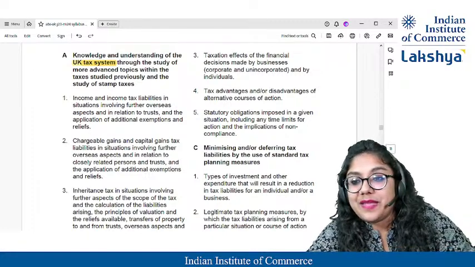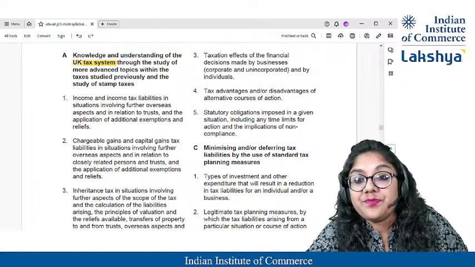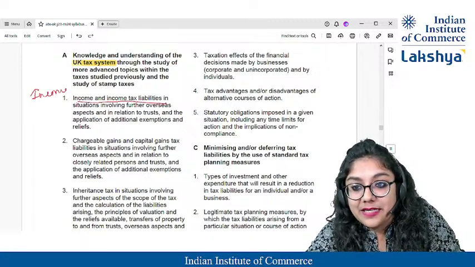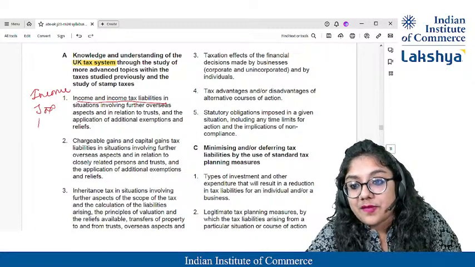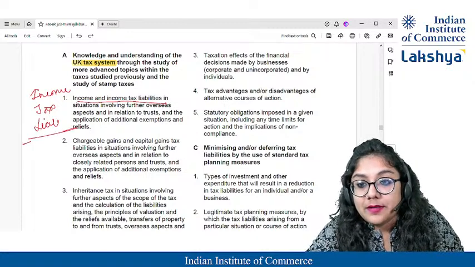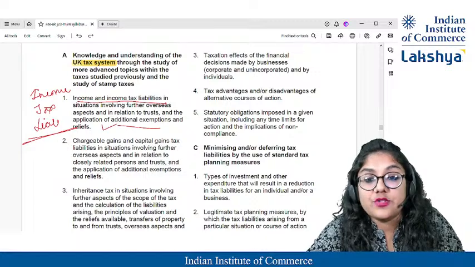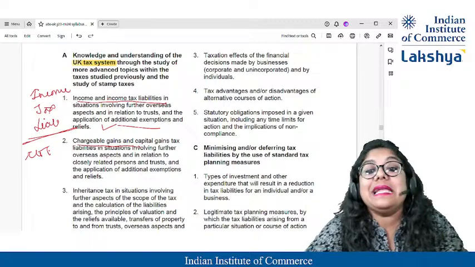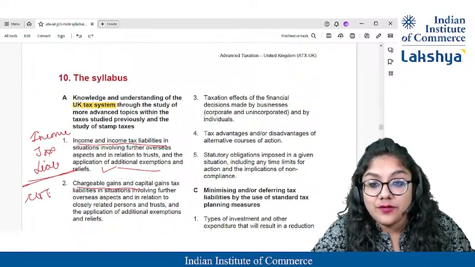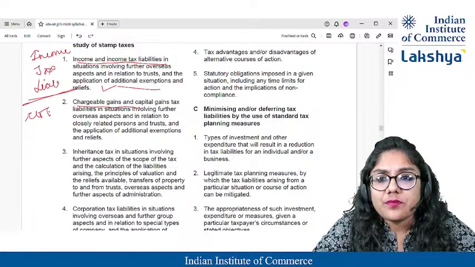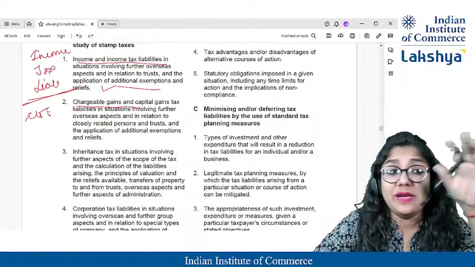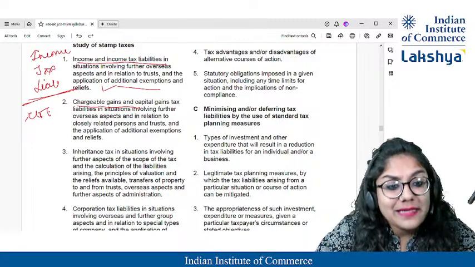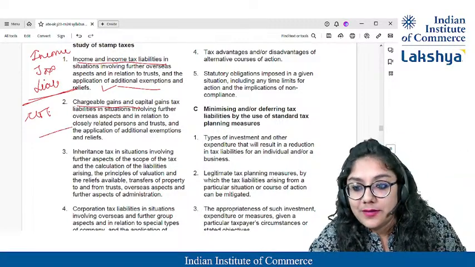So in that, I'll be learning first of all income tax and the tax liability. What is my income tax liability? Income tax liability I'll be computing, along with additional exemptions and reliefs. Then I'll be learning CGT. What's CGT? Chargeable capital gains tax. If I sold any property, or sold some valuable assets, so I have some capital gains, what will be the tax on those capital gains? I have to learn that.